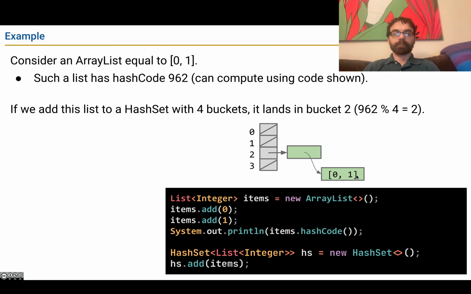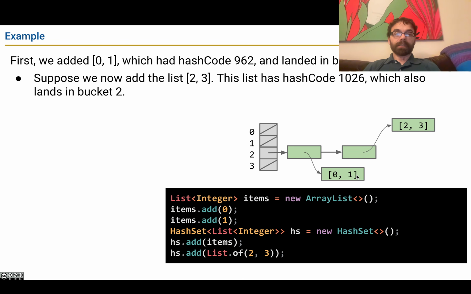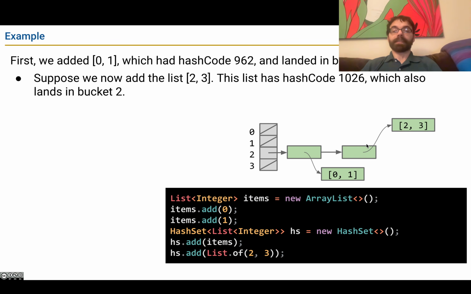Suppose we now create a new list that has 2 and 3 in it. So hs.add of list of 2, 3. This makes a new list that's 2, 3. It turns out that list has hash code 1026, which if you mod it by 4 also lands in bucket 2. So this is my universe so far.